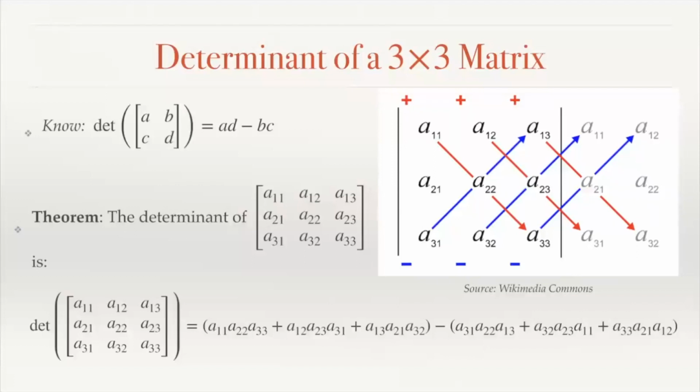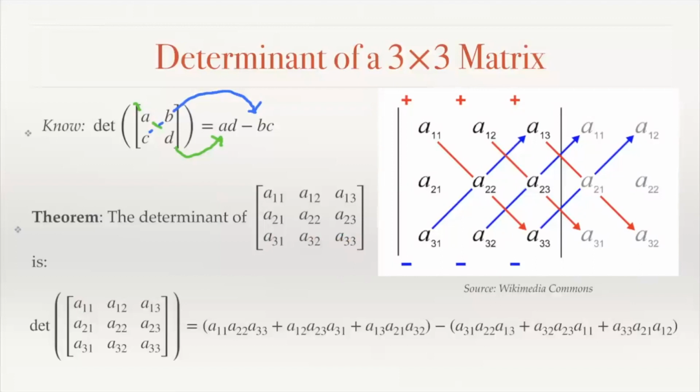Now, we'll conclude with finding eigenvalues and eigenvectors of a 3x3 matrix. The principle behind this is the same, except we will need to know how to find the determinant of a 3x3 matrix. So we know that the determinant of a 2x2 matrix, a b c d, is ad, the main diagonal, minus bc, the other diagonal. And the determinant of a 3x3 matrix works as follows.